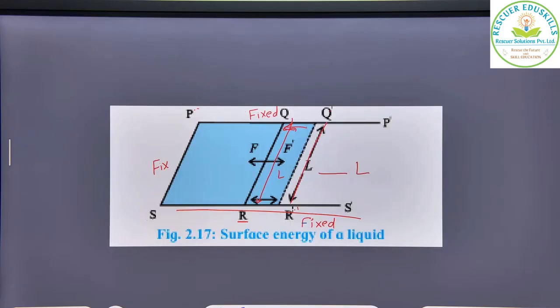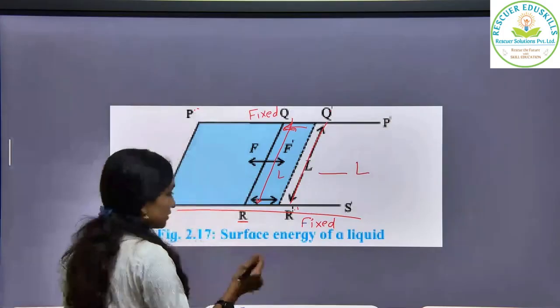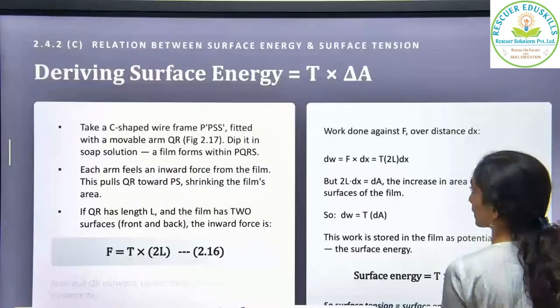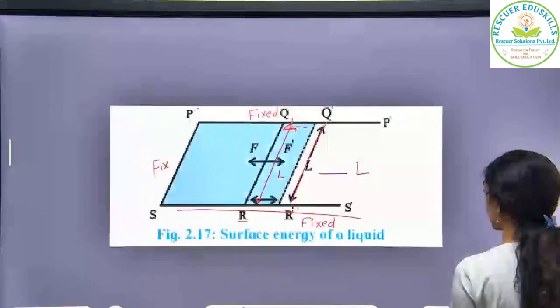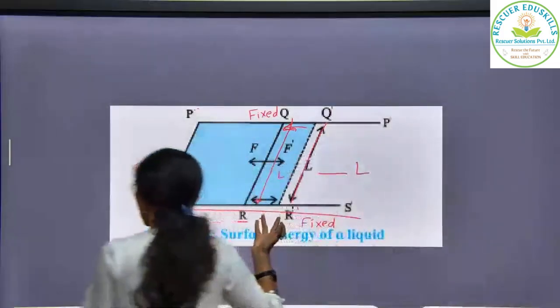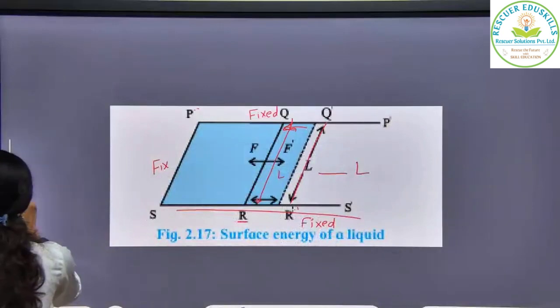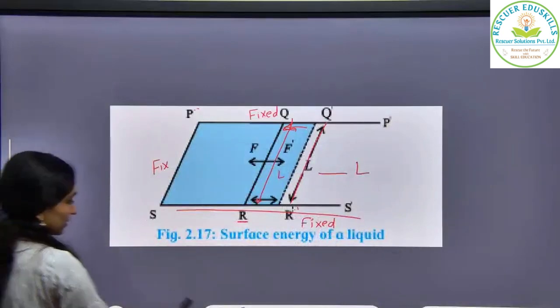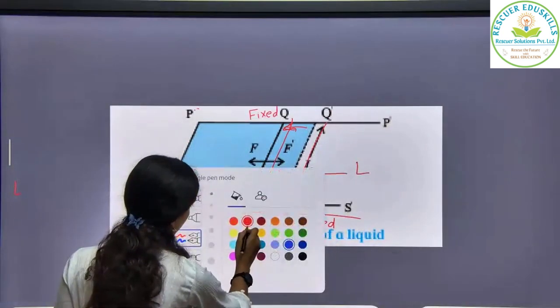So now we can write the total inward force acting on the wire. I will write here only. So the total inward force, I think I should change the pen color.